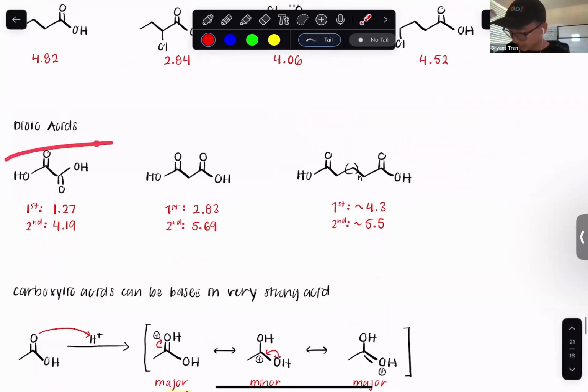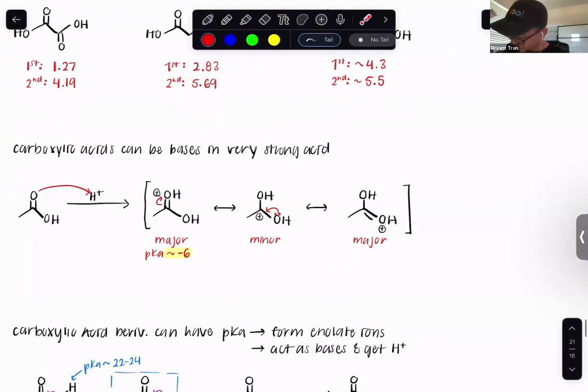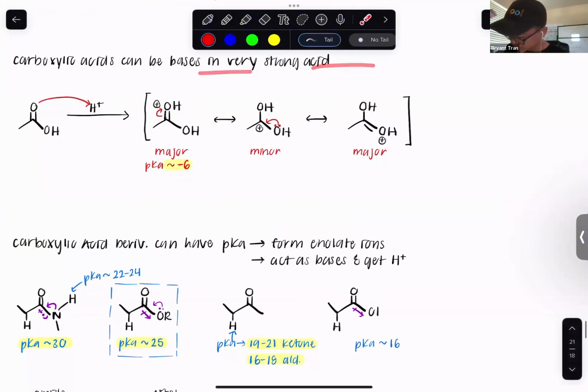Right. Dioic acids, first, second. Yeah, so the first, meaning that when you deprotonate one time, the pKa is very low, but the second time is this one right here. It's higher because we have electrons going here now, and when we deprotonate this, these electrons will repel each other, making it less acidic. Right? Can be bases in very strong acids.